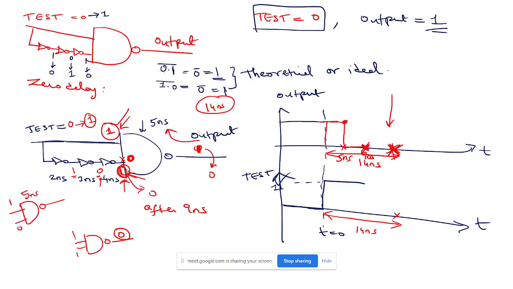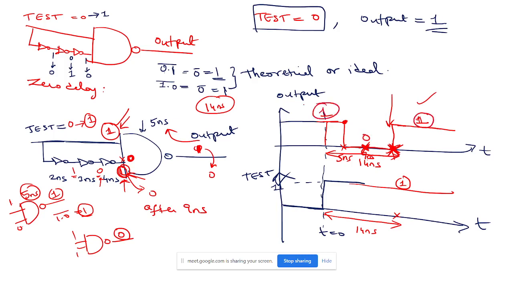Then output will take 5 nanoseconds time. So 1, 0, whole complement is nothing but 1. That means that output will become 1 after 5 nanoseconds. Means 9 plus 5, 14, correct? At 14th nanosecond, here the output will change again back to 1. Okay. Since test is always at 1, there is nothing to change. The output has stabilized like this. Okay. So it will become 1, then it has become 0, then again it has become 1.